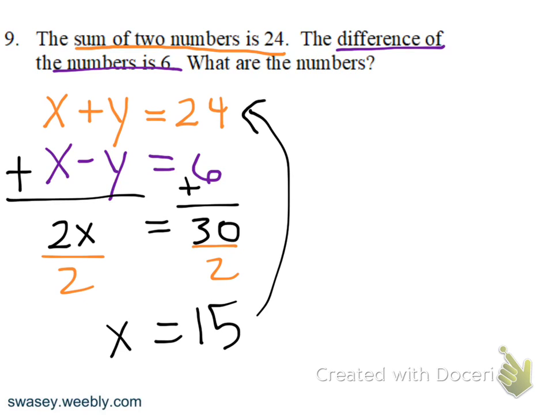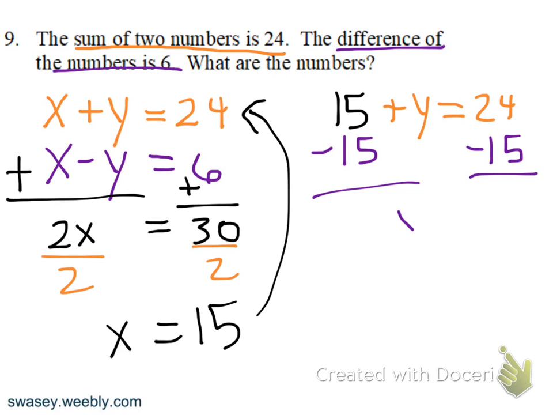We'll take this and plug it back in. Substitute it back in. So we have 15 instead of x, and then plus y equals 24. To get rid of positive 15, we'll subtract 15 from each side. So we have y equal to 9. Put it together as an ordered pair, x then y.